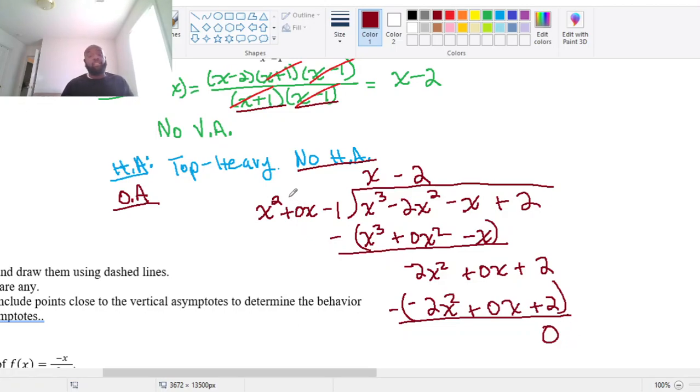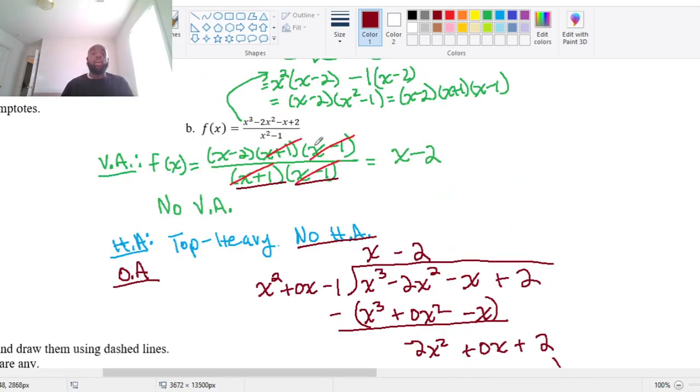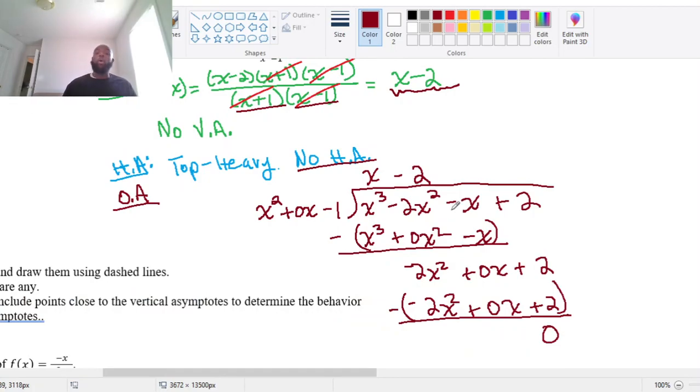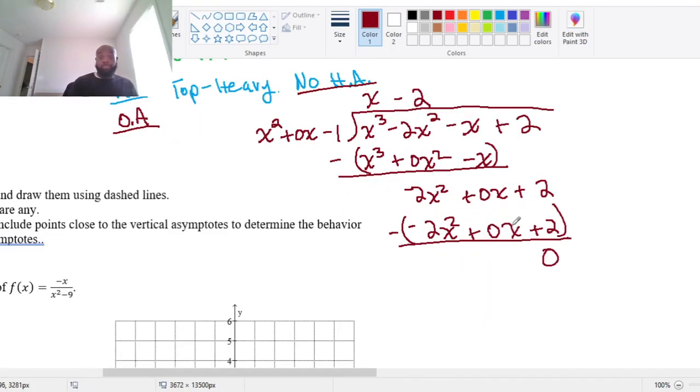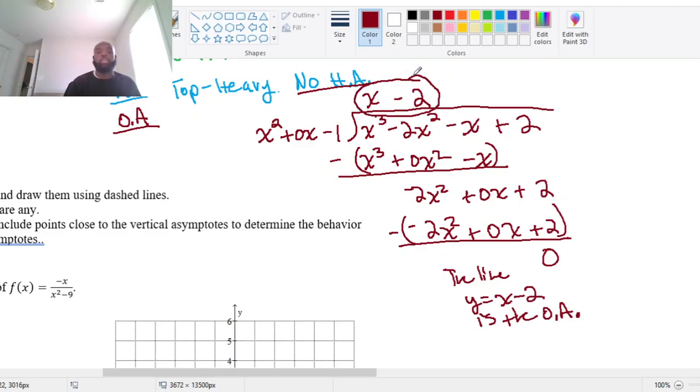That means that this divided evenly. And we saw that here when we canceled these common factors, and we got x minus 2, all right? And so my oblique asymptote, y equals x minus 2, is the oblique asymptote, all right? So that's how we generally find our oblique asymptote. It's going to be a line, and the actual line is y equals your quotient when you do your division, all right?